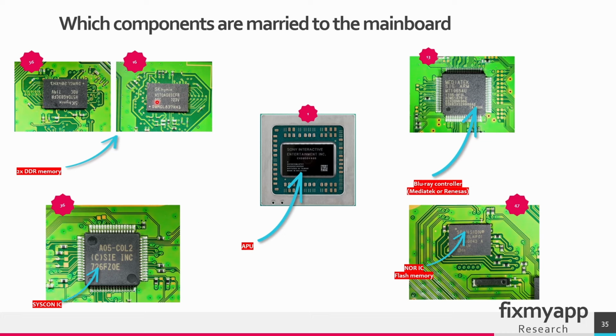So this is the first and the second memory. This is used by the Southbridge. Then we have the Syscon IC. This is the APU. So this is the NOR IC. In this chip the firmware is stored. And then we have the Blu-ray controller, so it can be a Mediatek IC or a Renesas IC. If one of those chips is faulty, you cannot replace it with a donor chip.